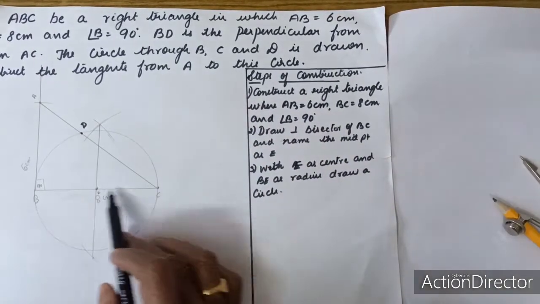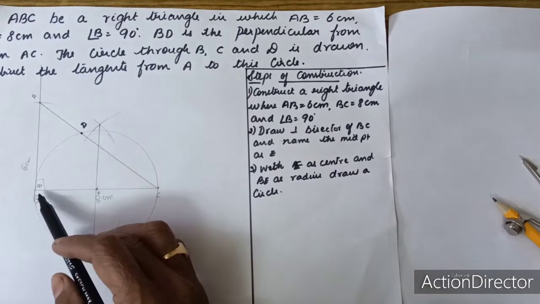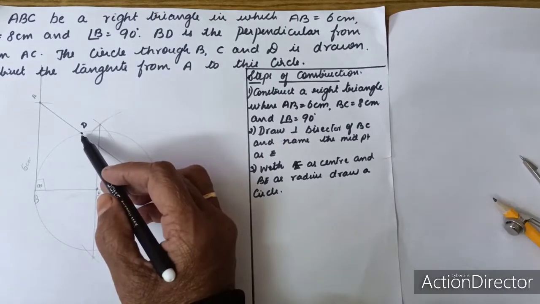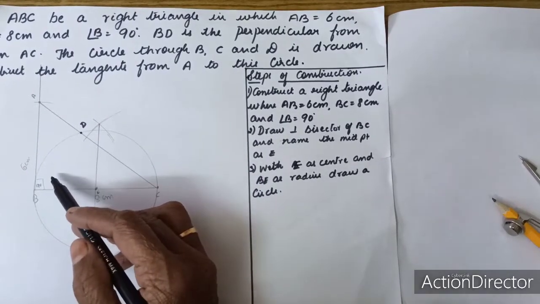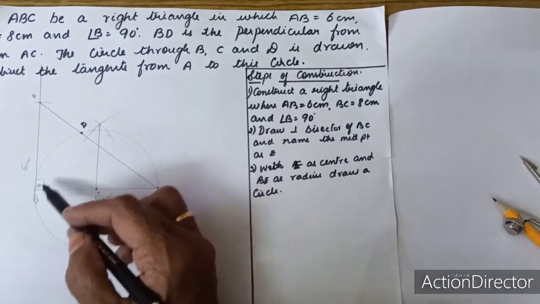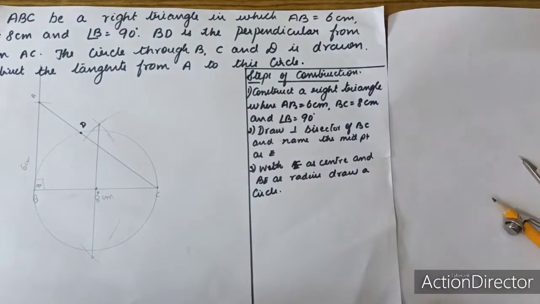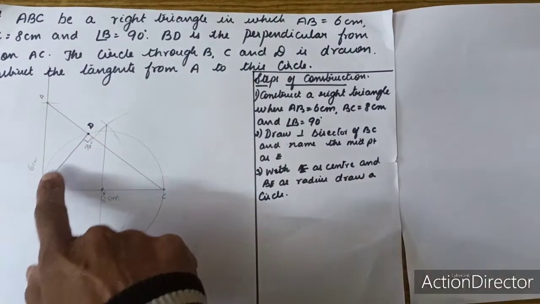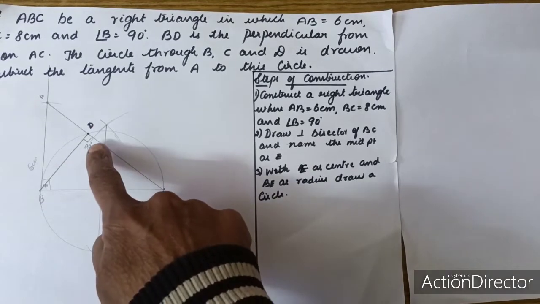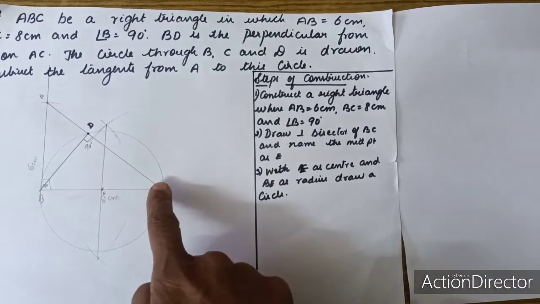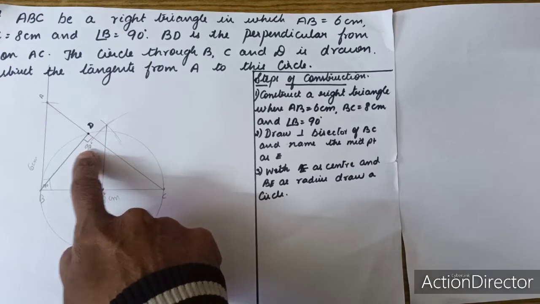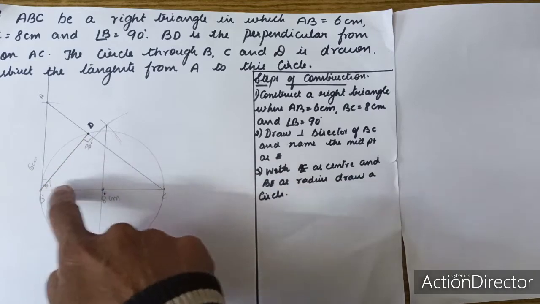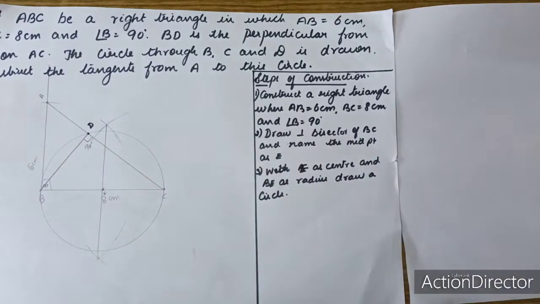Now you know BC is the diameter of the circle and angle subtended by the diameter on the circle is 90 degree. That is, angle in a semicircle is 90 degree. So angle BDC will be equal to 90 degree. You can join BD now. So this angle BDC will be equal to 90 degree because angle in a semicircle is a right angle. BC is the diameter of the circle, so the angle subtended by this diameter on the circle is 90 degree.